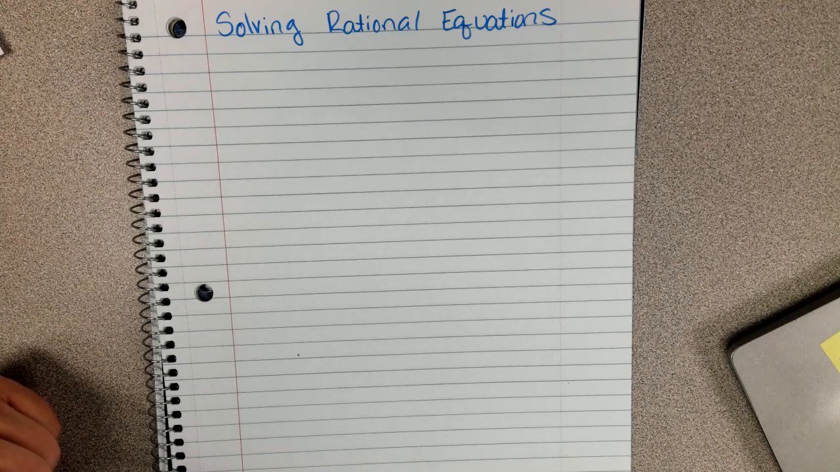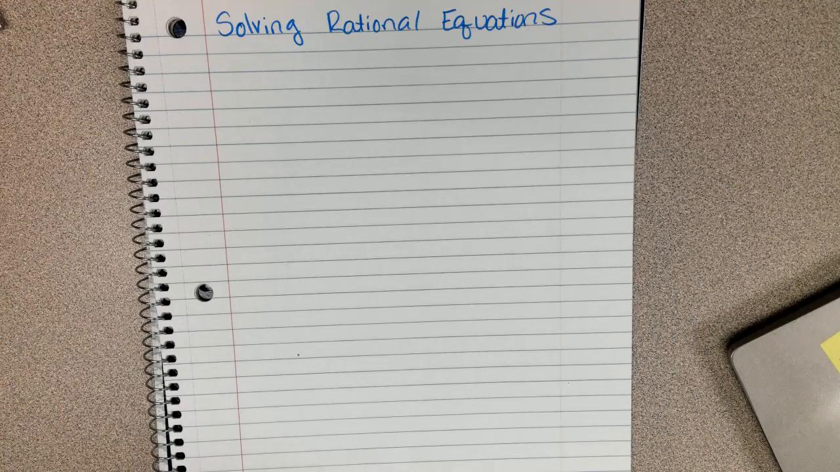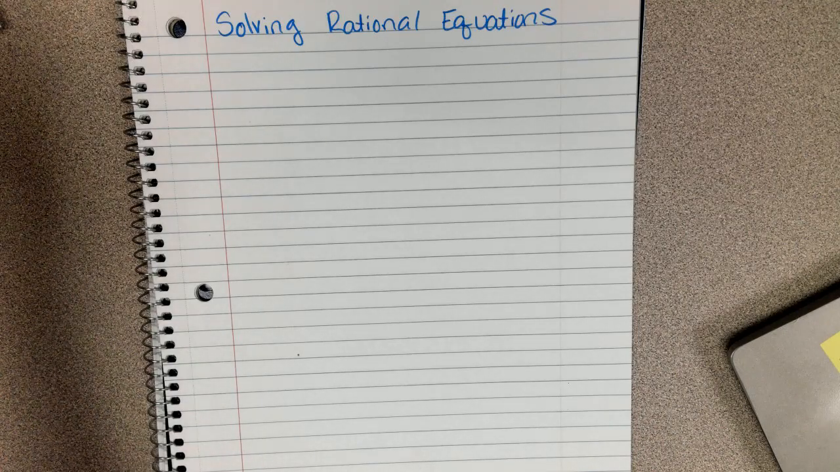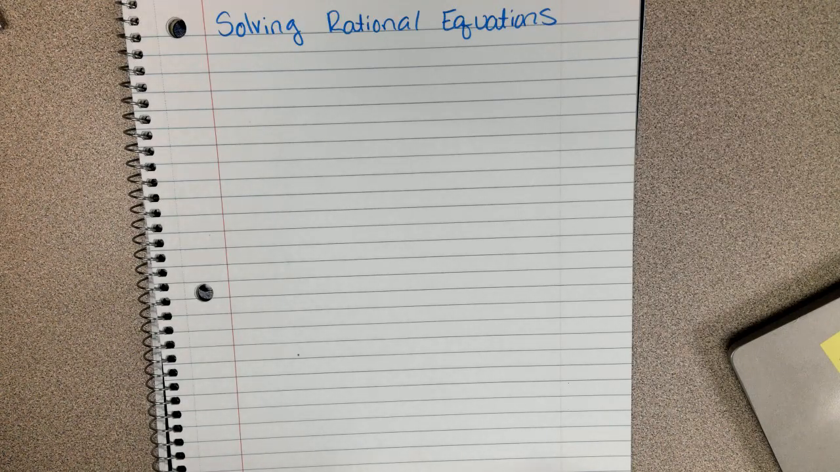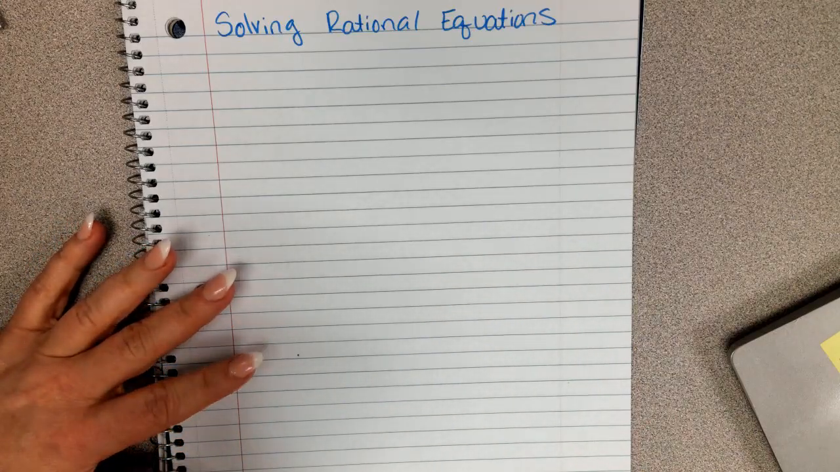Hello everybody, today we're going to solve rational equations. Let's talk about the different ways you can see these equations and the different steps you might take to solve them. So, one thing you can do when you're solving rational equations is you can cross multiply.